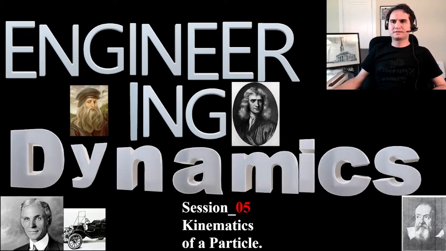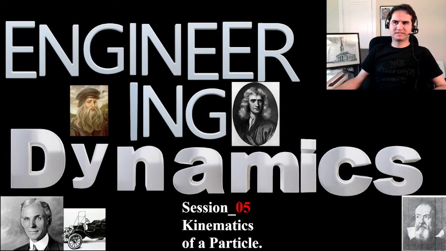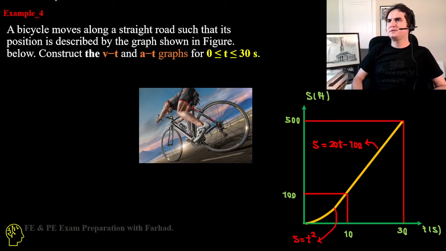Engineering Dynamics, Session 5, Kinematics of a particle. Let's solve more problems in kinematics of a particle. So in this example number 4, we have a bicycle that moves along a straight line or road, and its position is described by the graph shown below.